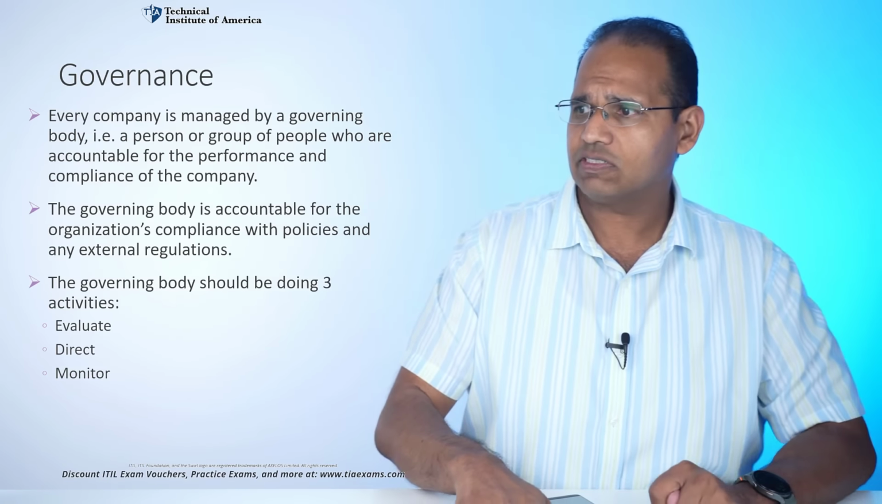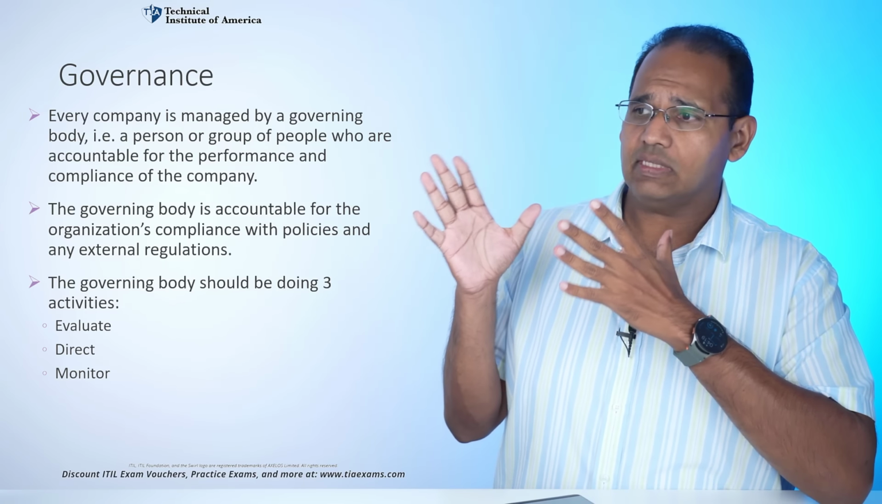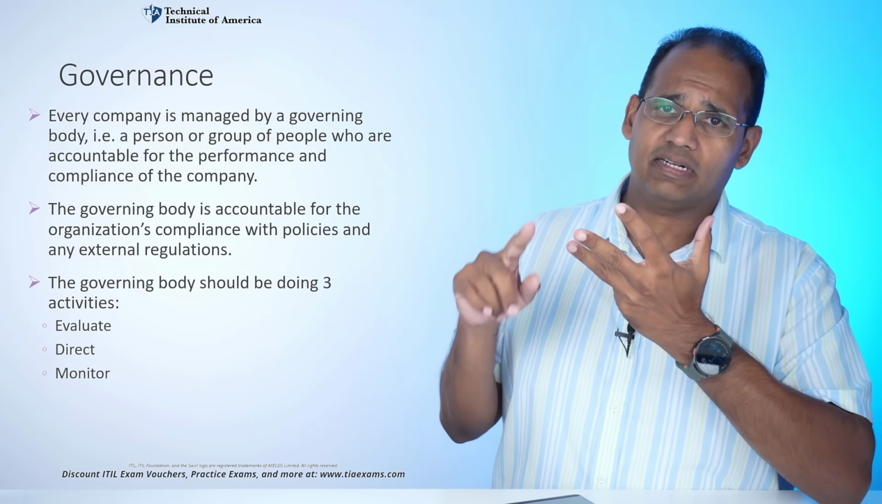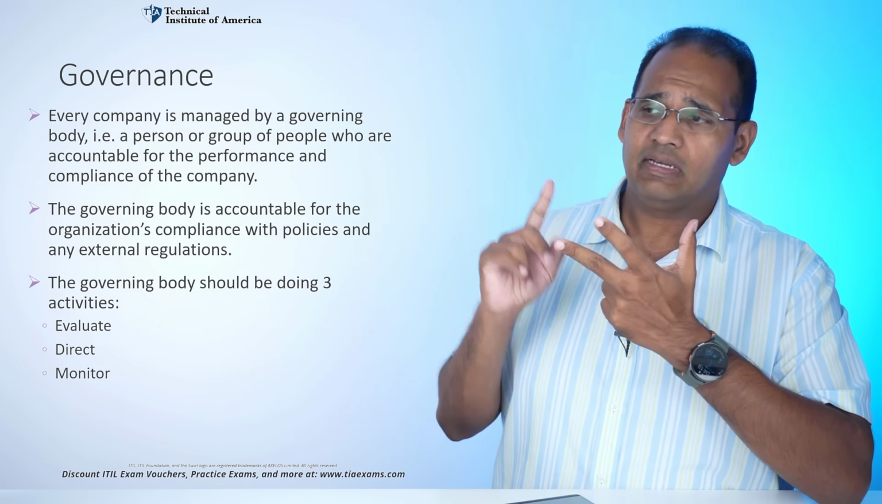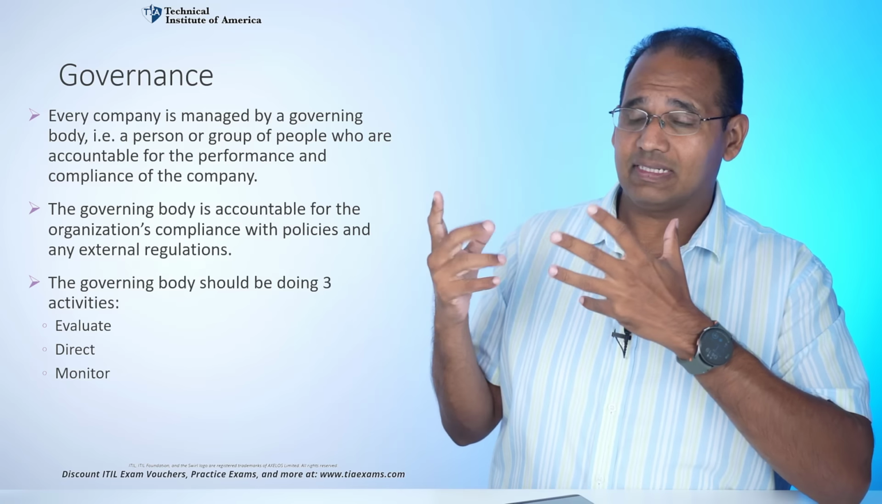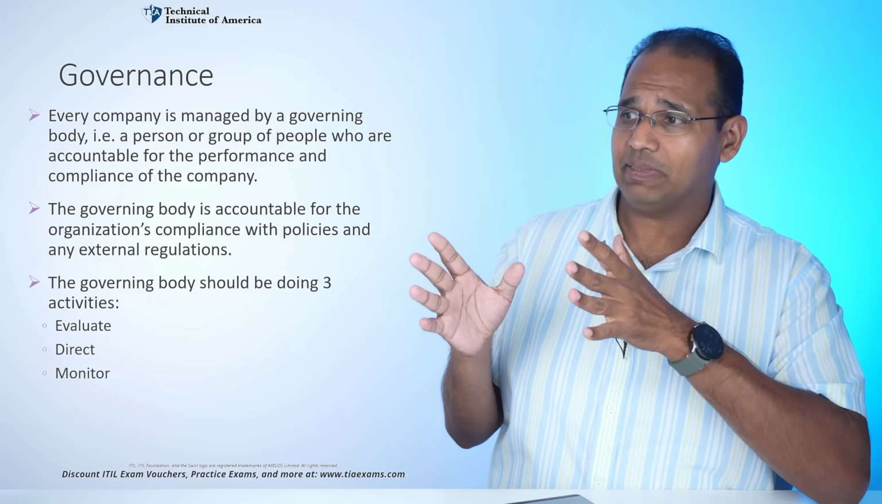The other part of the service value system is governance. We only have one slide on this. Each company is managed by a governing body. This is going to be their board of directors, regulators, their CEO. It's a person, it's a group of people that's going to be held accountable. They're going to be held accountable for how complex things are and all the compliances that we follow.